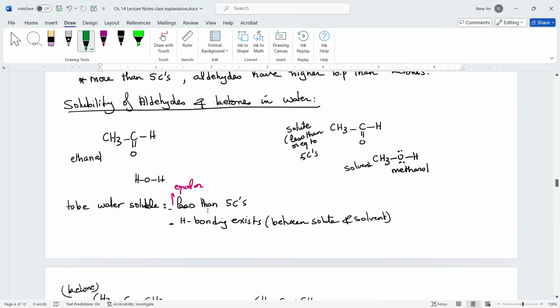Now, with respect to the solubility of the aldehydes and ketones in water, when I talk about solubility, I need to know the solvent that I'm working with so that I can check and see if there is any hydrogen bonding. So the question is, let's say, for example, I'm picking ethanol: is ethanol water soluble? Is ethanol soluble in methanol? So I am checking the solubility for both here.